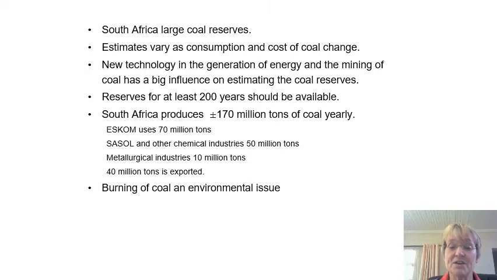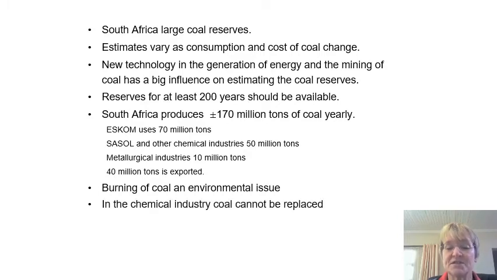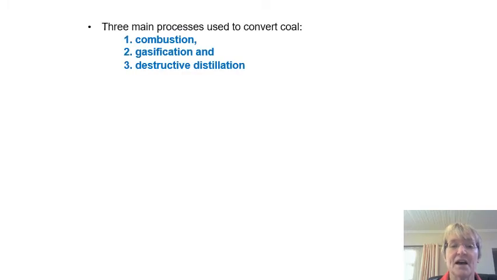But burning of coal is an environmental issue. It causes acid rain, it causes global warming, and both of these are sensitive, especially these days, you can imagine. So we have to have a look at it, but it is not easy to replace coal in industry. Then when we convert coal into products, there are three main processes used, namely combustion, destructive distillation, and gasification.